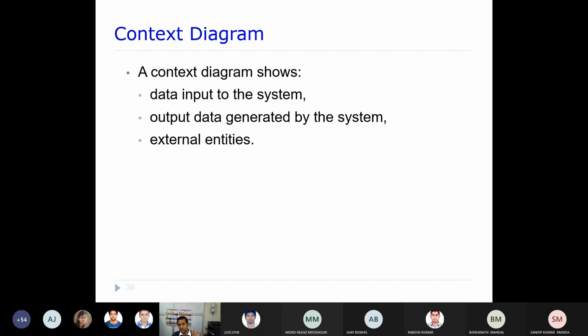Now here in this case, you have only one external entity, that is a player. If you are talking about some other software, maybe there you will have multiple entities, right? And these multiple entities may interact with the system by giving different data items as input to the system. So all of these things should be identified as part of the context diagram.